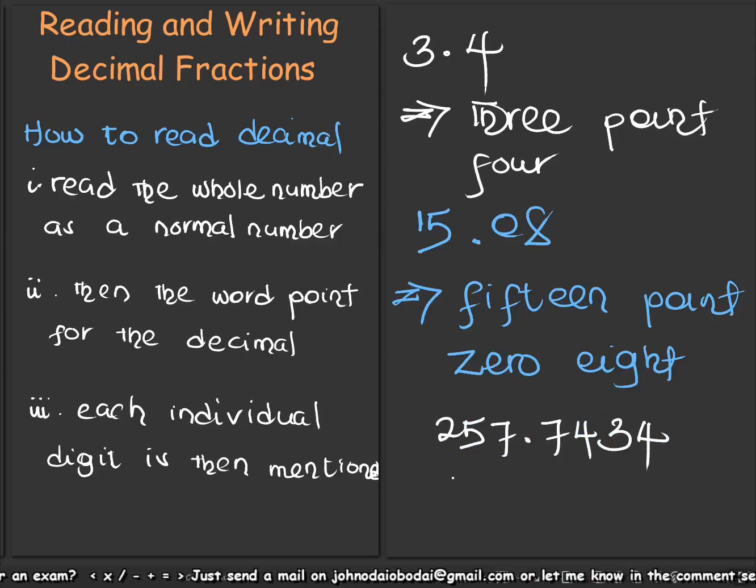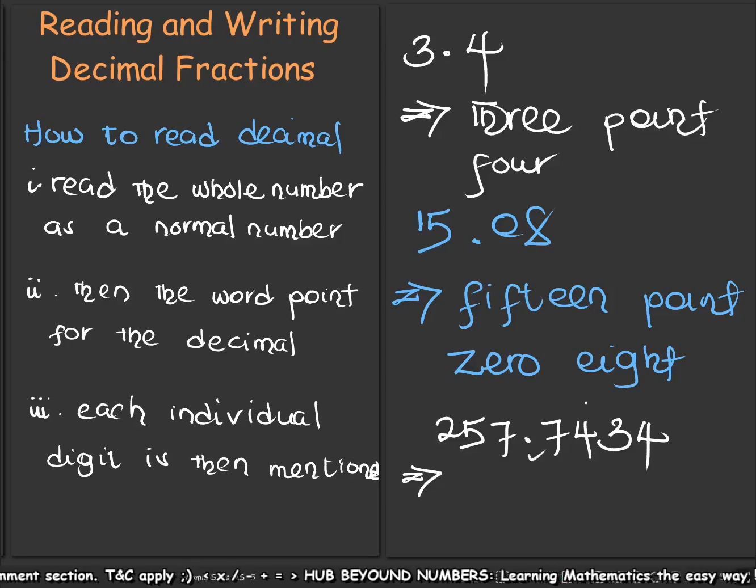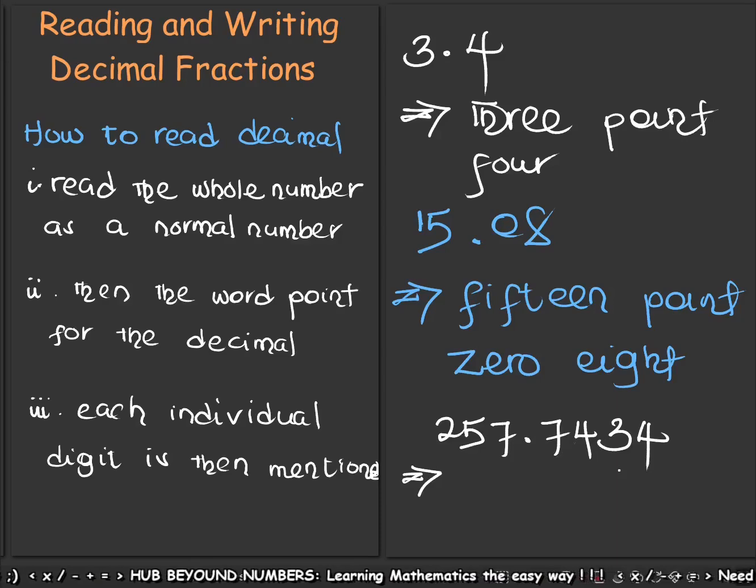Let's look at this last one here. There is 257 point, right? We would mention this as a normal number, and that is 257. So it becomes 257.7434. As simple as that. So basically, that is how we read decimals.